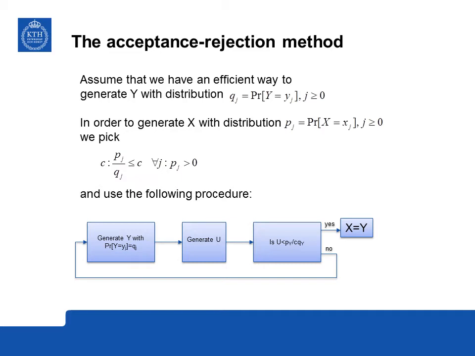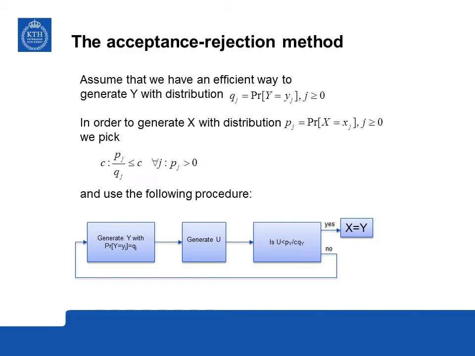And then we use the simple procedure that we first generate Y, and we also generate a uniform random variable U. And if U is less than the ratio of p and c times q, then we output X equal to Y. Otherwise, we repeat the process, and so we keep on until we have what we call an acceptance, when X is accepted as Y.